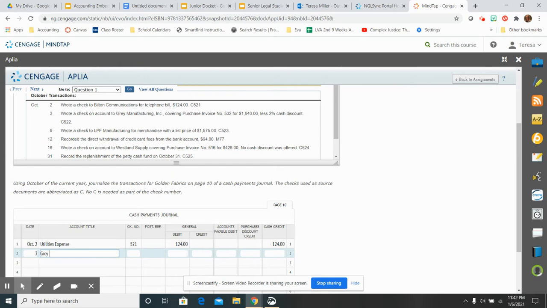So we are going to write in here Gray Manufacturing Incorporated, and our check number is 522. Now what I want you to do is stop and write this down. So what we have here is $1,640, which is how much we owed. But part of our terms of sale was 2/10, net 30. So Gray Manufacturing is going to give us a discount of 2% if we pay it within 10 days.